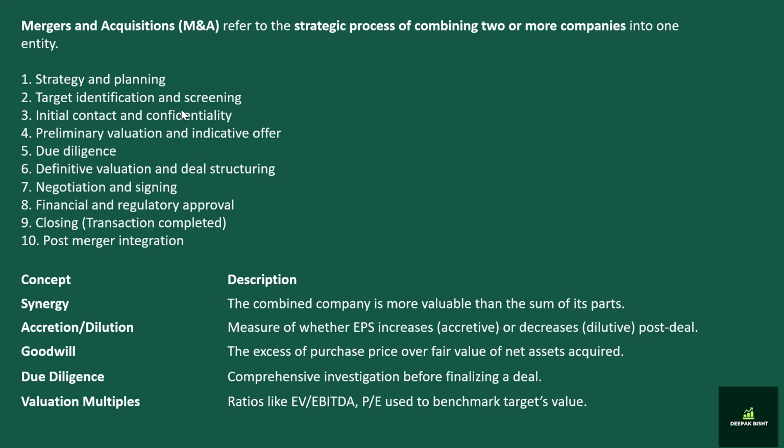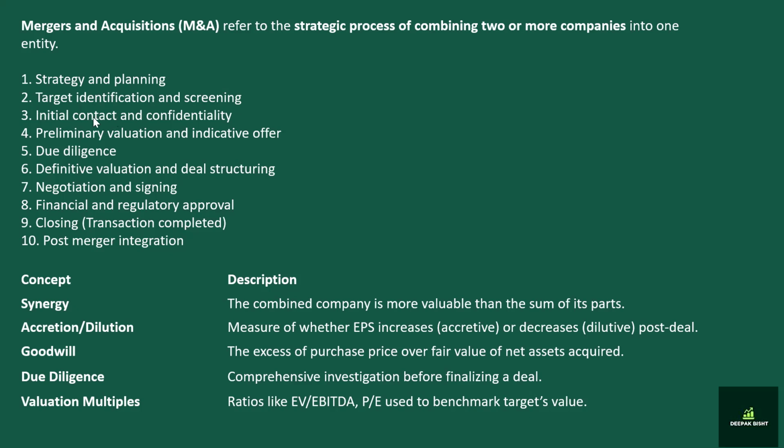The second step is target identification and screening. We conduct industry and peer analysis to identify potential targets based on size, profitability, market position, and culture fit, and narrow down to a short list of possible companies. This is what we do in step number two. The name itself defines the meaning: target identification and screening. We are screening all the other potential targets, narrowing our research on the basis of size, profitability, market position, and culture fit, and identifying targets among peers.